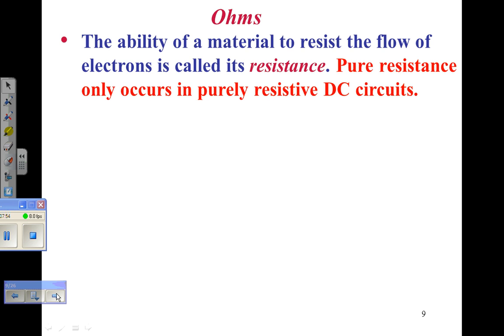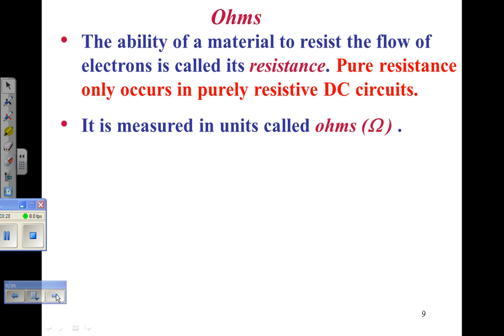The ability of a material to resist the flow of electrons is called resistance. Pure resistance only occurs in purely resistive DC circuits. This is a study of DC electricity, so we can talk about pure resistance, but anytime we're talking about AC power, anytime we're talking about a coil, we're going to have something that does not happen at the same time as the voltage that is supplied. It'll be out of phase, meaning it's not going to be pure resistance. But that's a whole different semester.